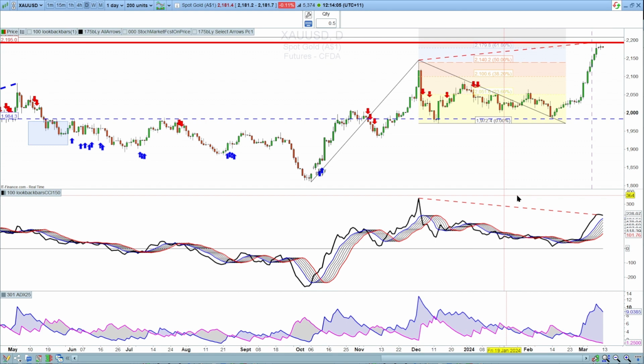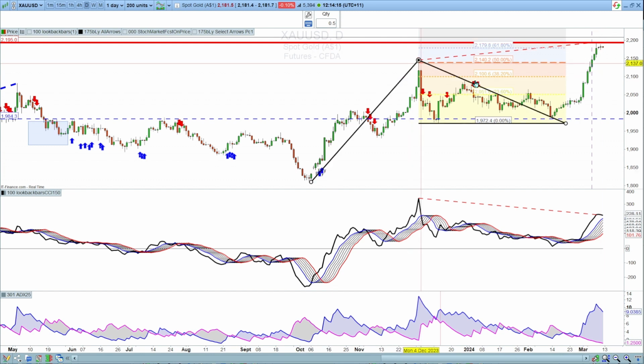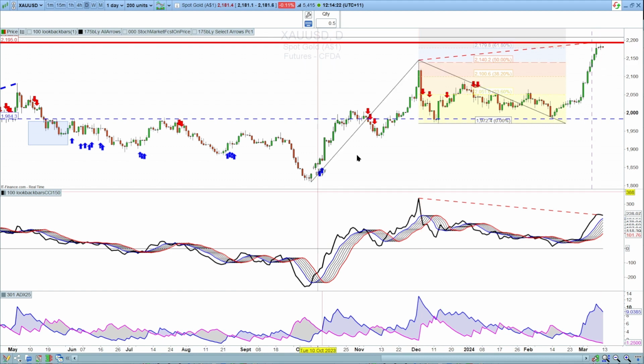Now at the moment, there's no clusters on the daily chart, but that is a key resistance, so we're going to respect that. As well on this chart, I've also got this Fibonacci expansion, and it shows currently hovering around the 61% expansion of that Fibonacci expansion range.